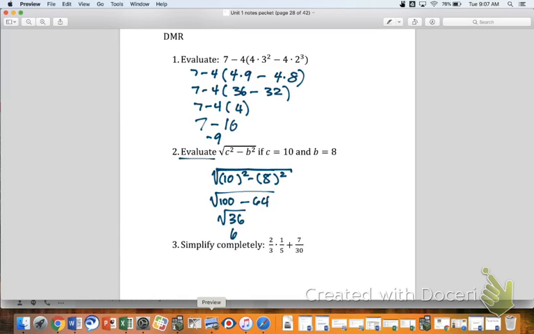So when you are multiplying fractions, do you need to have a common denominator? No, you don't. You do not need a common denominator to multiply fractions. When you multiply fractions, you simply multiply the numerators together and you multiply the denominators together. 2 times 1 is 2. 3 times 5 is 15. We still do have that plus 7/30, but that would be a pretty good first step.